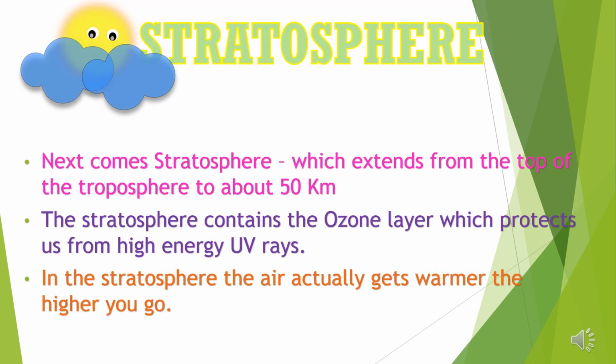Next comes the stratosphere, which extends from the top of the troposphere to about 50 km. The stratosphere contains the ozone layer which protects us from high energy UV rays. In the stratosphere, the air actually gets warmer the higher you go.